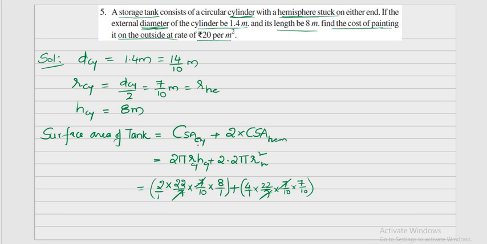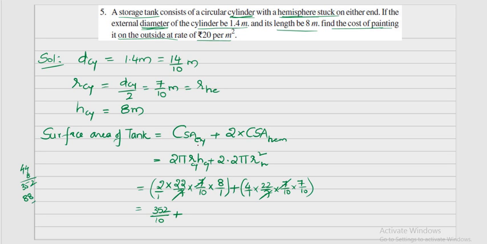Now finally what am I going to get? 22 2s are 44, 44 8s are, so multiply 44 8s. 8 4s are 32, so 352. So it is nothing but 352 divided by 10 here plus, here what am I going to get? 22 4s are 88, 88 7s.